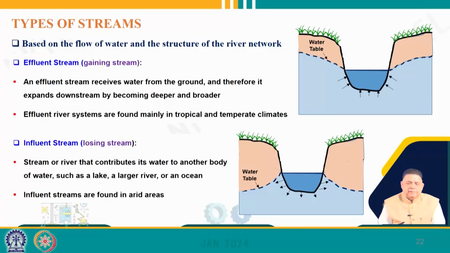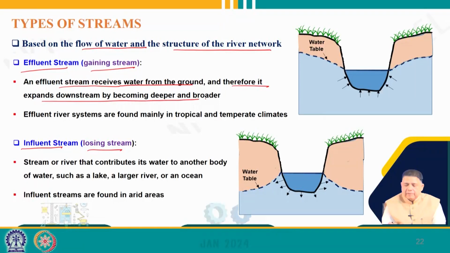Streams can also be divided based on the flow of water and the structure of the river network, and based on this they can be called effluent streams or influent streams, or gaining streams or losing streams. An effluent stream receives water from the ground and therefore it expands downstream by becoming deeper and broader. River systems are found mainly in tropical and temperate climates. So, here, as you can see, the water table, the groundwater table, contributes significantly to the flow. So, that is why they are referred to as gaining streams.